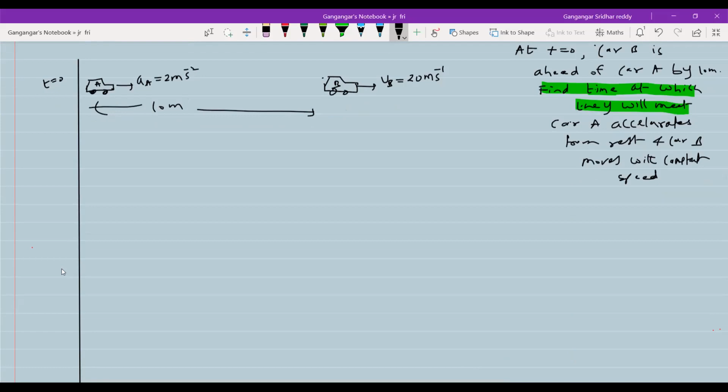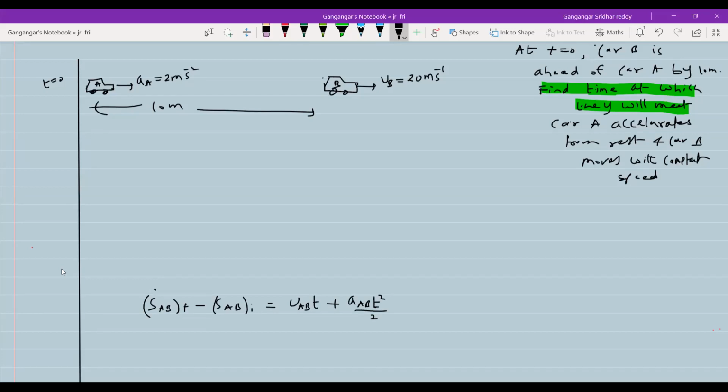So SAB is equal to SAB final, or you can also write this as SBA final. It's left to you. Some students say, sir, SBA final minus SBA initial. Anything, it's left to you. There's no rule that it should be like this only. So as we know, I'll proceed like this: SBA final minus SBA initial equal to UAB T plus AB T square by 2.